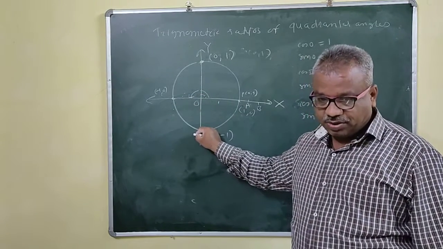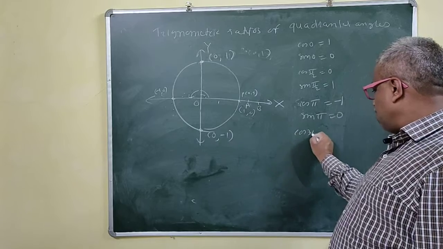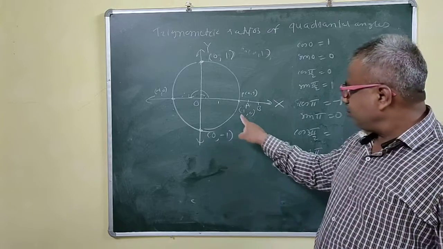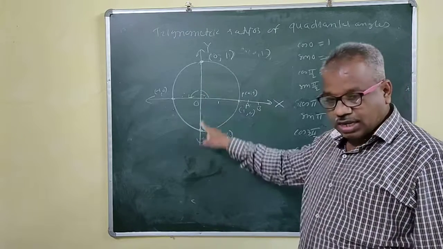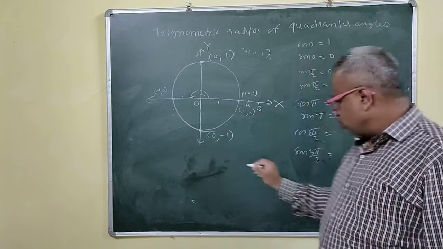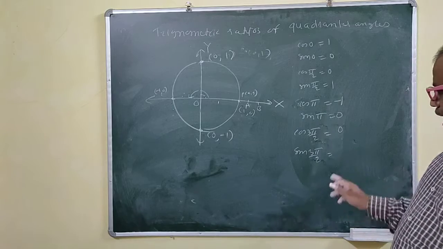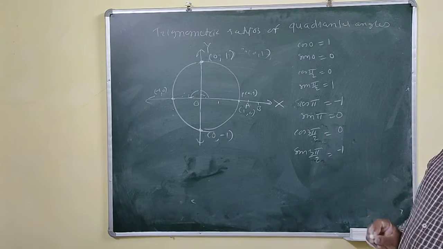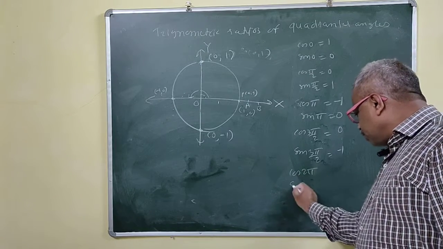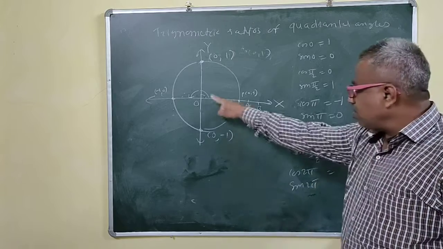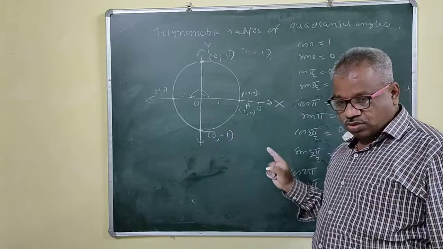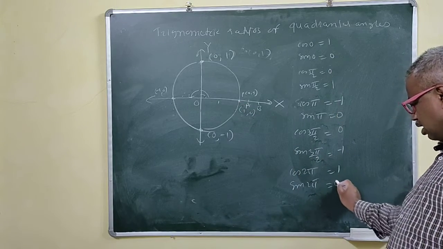Again add pi by 2. So this will be 3 pi by 2 now. So now cos 3 pi by 2 and sin 3 pi by 2. Where are you? Here, on the negative y-axis. So x is 0, and 0 means cos. So cos 3 pi by 2 is 0, and sin 3 pi by 2 is minus 1. Again add pi by 2. So this is cos 2 pi and sin 2 pi. This will be your complete rotation. You will be here, on the positive x-axis. The point is (1, 0). So cos 2 pi is 1 and sin 2 pi is 0.